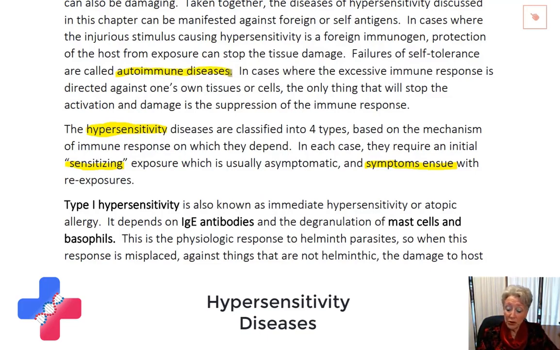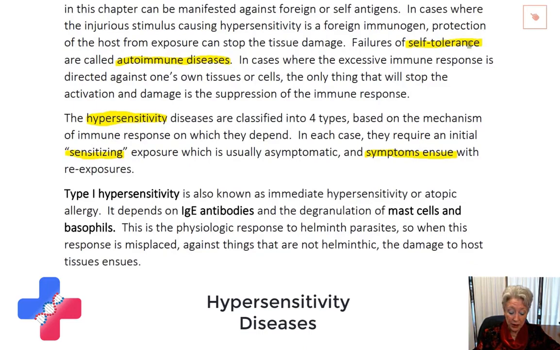And the problem, of course, here is because there has been some failure of self-tolerance, and because the immunogen is some part of you, the only thing that's going to make your immune response happy is when it gets rid of you. So if you understand what I'm saying, these are very nasty diseases, many of them, and require lifelong immunosuppression in order to adequately deal with them. Now let's look at how they all begin.